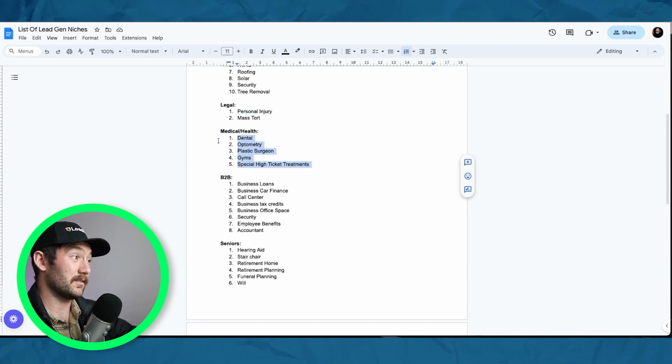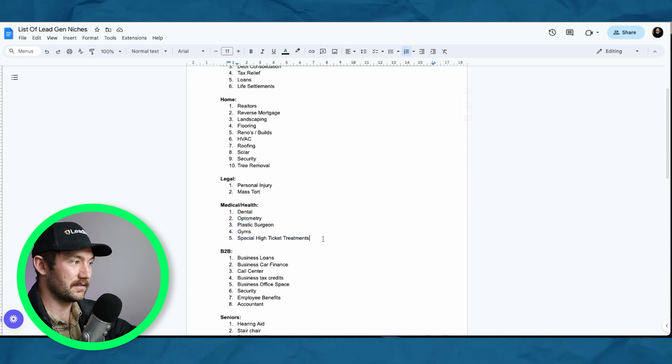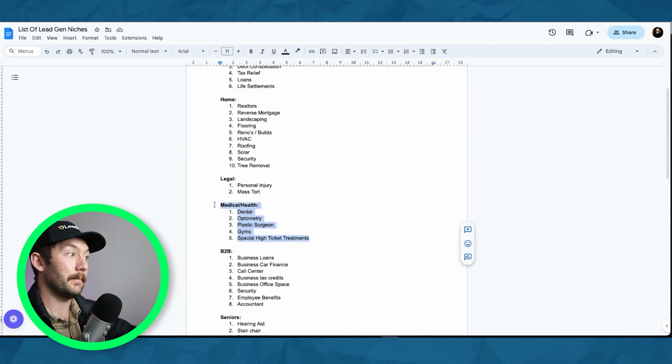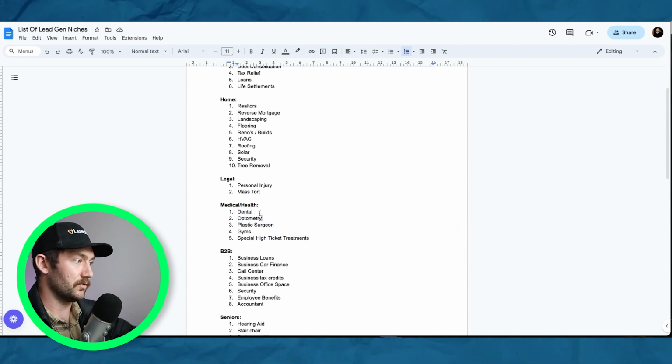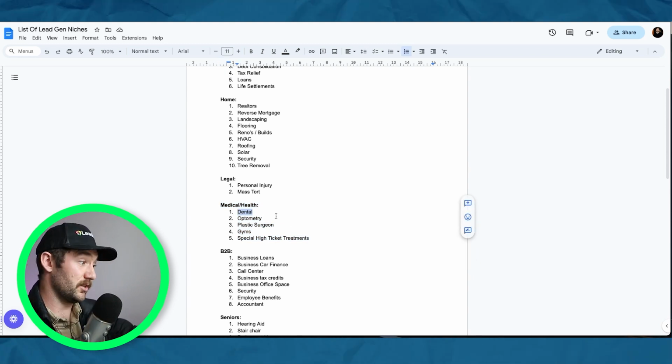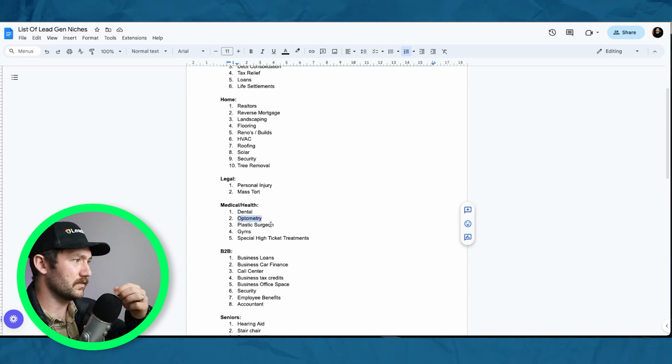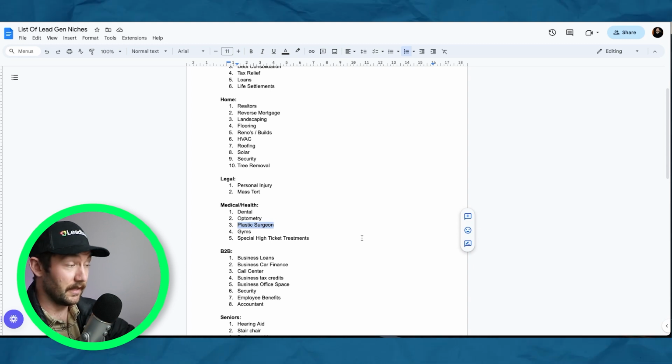Medical and health, we've got dental. I actually really like this one. It's kind of like home on steroids because it's going to be more local, most likely, but there are huge ticket items here. Dental surgeries can cost 20 to 30 grand. Getting veneers, I'm going to jump into the senior market for dentures. Those can cost a lot of money. Eye treatments can cost thousands of dollars. Plastic surgery costs thousands of dollars.